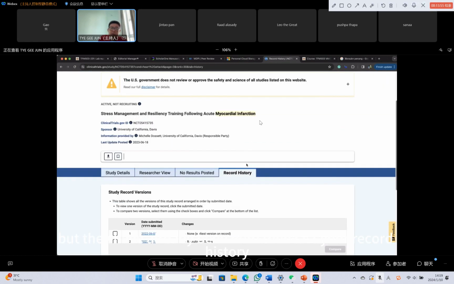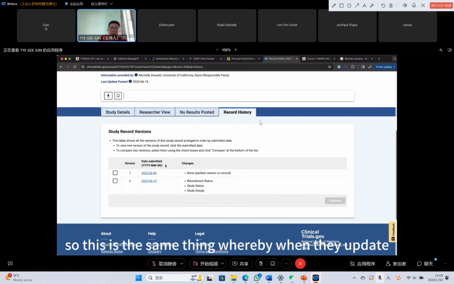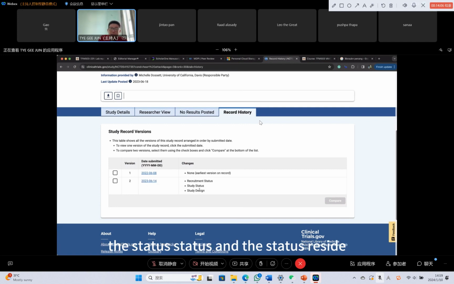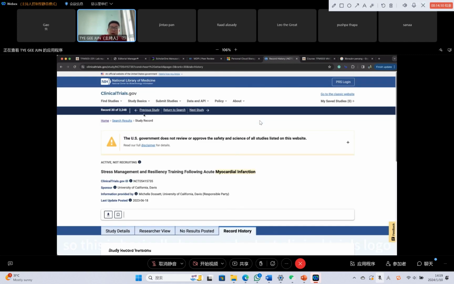And then last, your record history. So this is the same thing, whereby when they update certain things, the last update was this date, and this date is basically the status of the recruitment, the study status, and the study design. Okay, so this is basically how you look at clinicaltrials.gov.